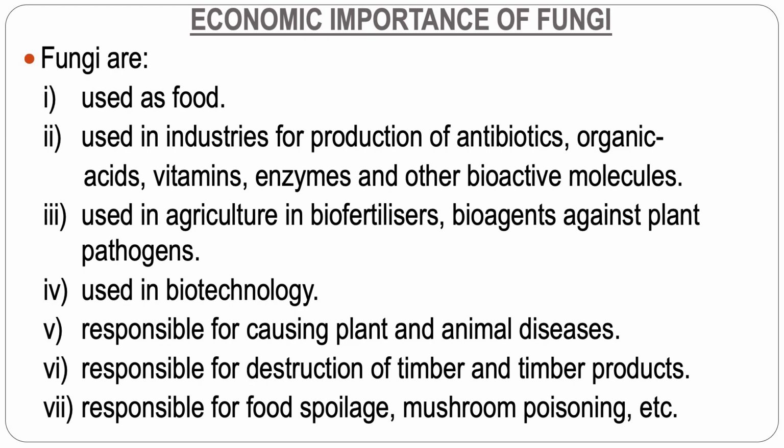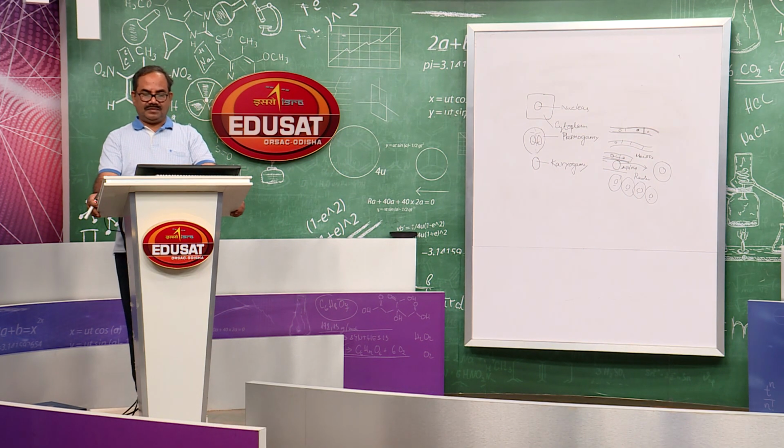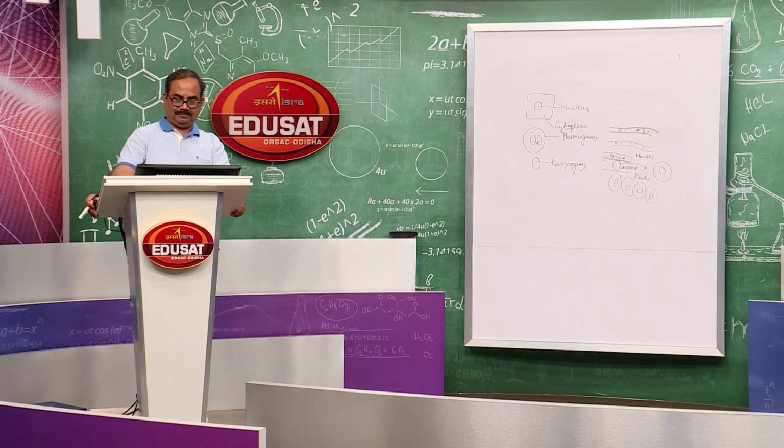Organic acids, vitamins, enzymes and other bioactive molecules are derived from fungi in various industrial processes. We know yeast is the fungus that is used in fermentation and production of alcohol. These are also used in biotechnology. Many of these, mostly the yeast, have been biotechnologically modified to yield specific products in bioreactors.